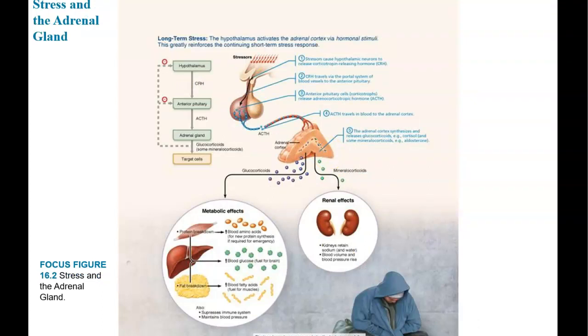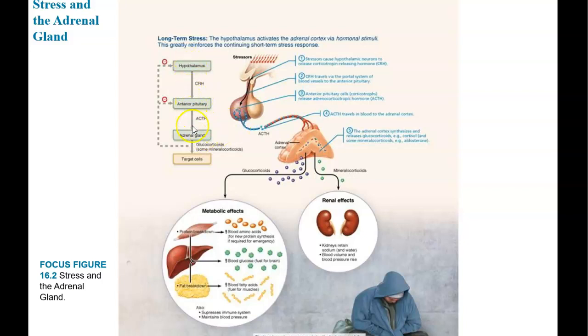Long-term stress also starts here at the hypothalamus. So the hypothalamus is going to send that signal to the anterior pituitary, because it's going to cause the hypothalamus to release the corticotropin releasing hormone, and that hormone is going to cause the release of the adrenal corticotropic hormone from the anterior pituitary. Okay. From there, the anterior pituitary releases that hormone, the adrenal corticotropic hormone, and that's going to go to the adrenal gland.